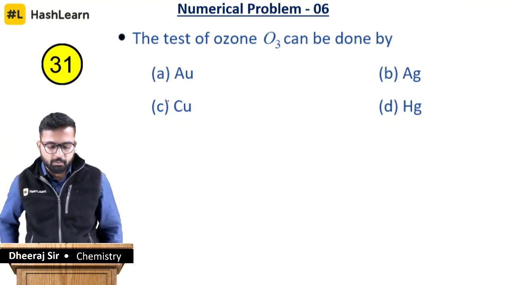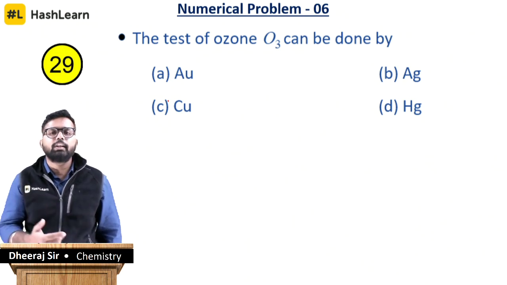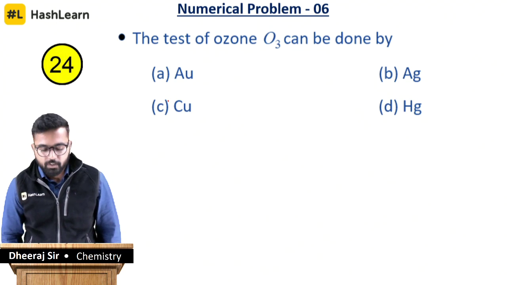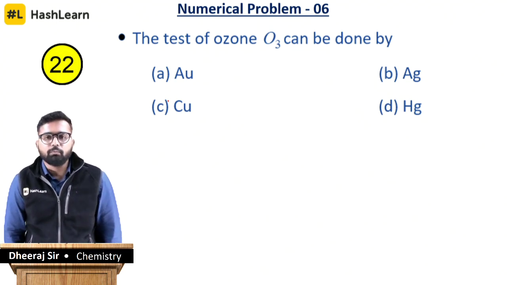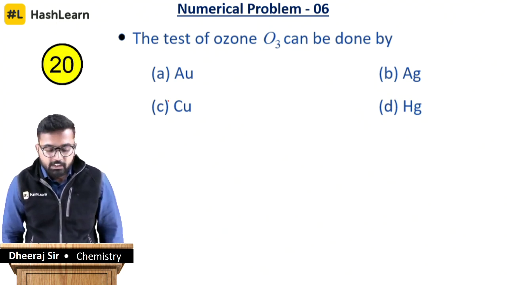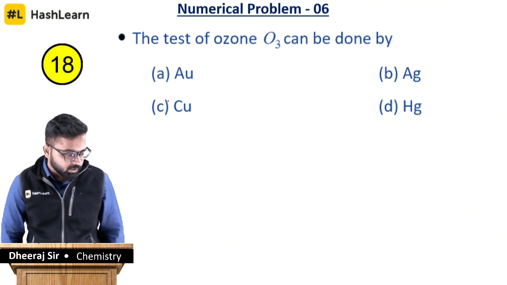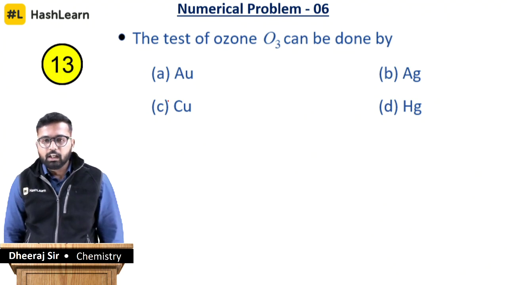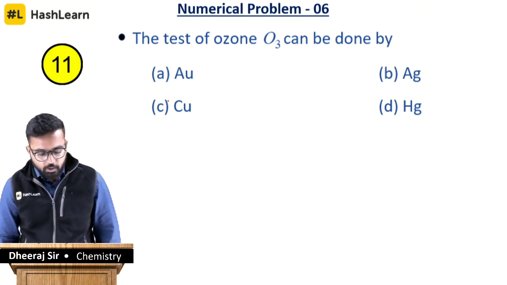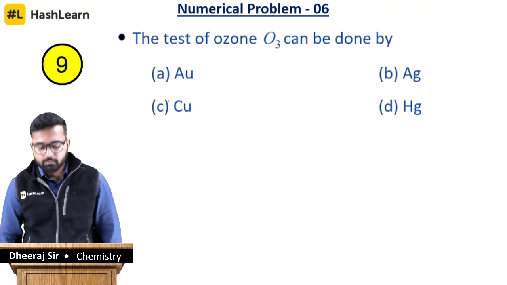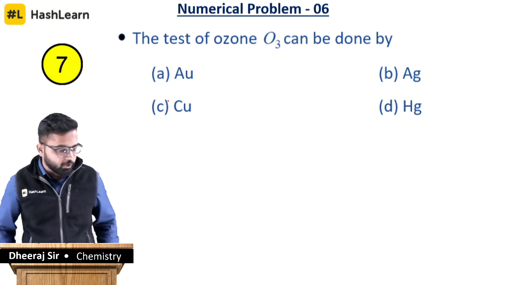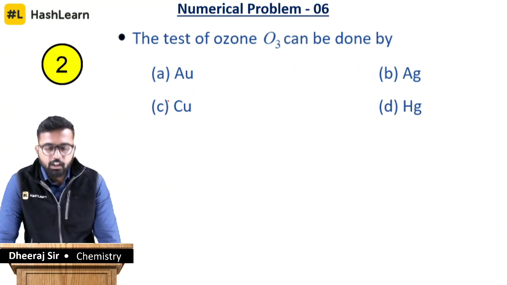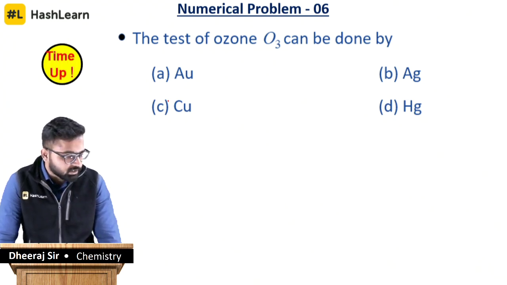If I have to differentiate between two gases, imagine ozone is one gas and oxygen is the other, or ozone with any other gas present in the atmosphere, how am I going to differentiate between the two, or how am I going to test for the presence of ozone, is the question here. So go for it. Is it Au, aurum, gold; Ag, argentum, silver; Cu, copper; or Hg, mercury? Which metal is used to test or differentiate ozone from other gases?